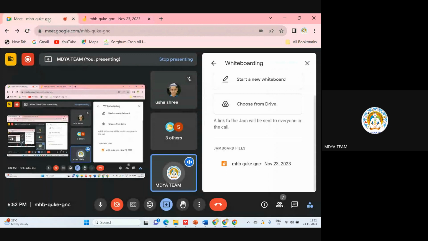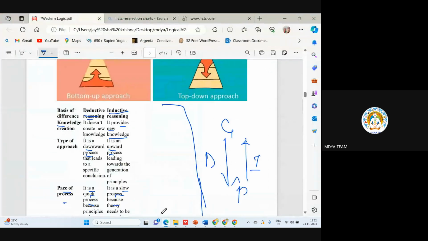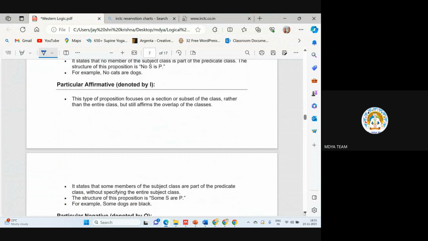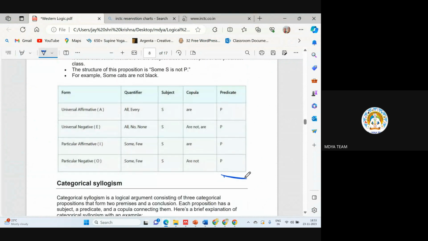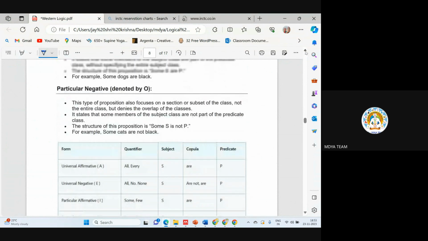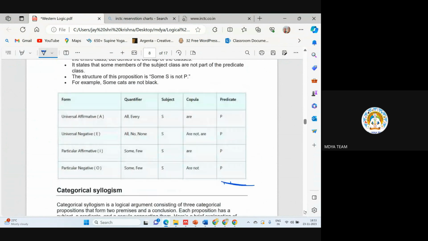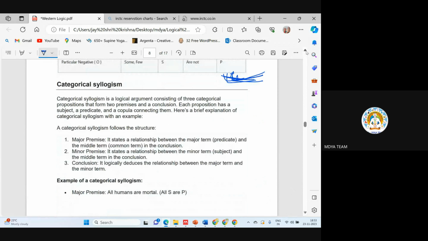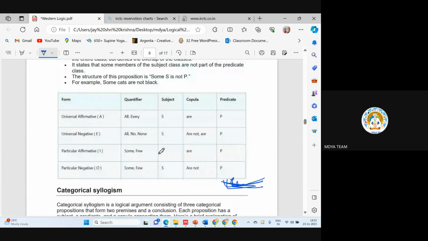So right now we will stop here, and I will share notes up to this categorical proposition. I am marking it: please revise up to this particular negative, and revise up to this table. In the next one or two classes, we will finish this whole Western logic. Then in one or two classes, we will finish Indian logic. So please revise up to this particular negative, up to this table.